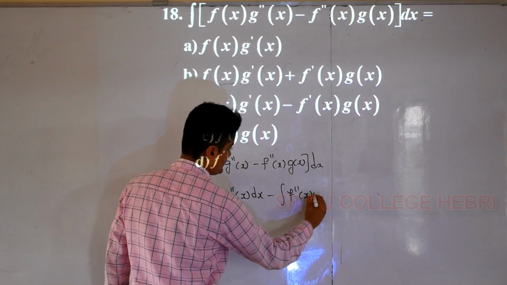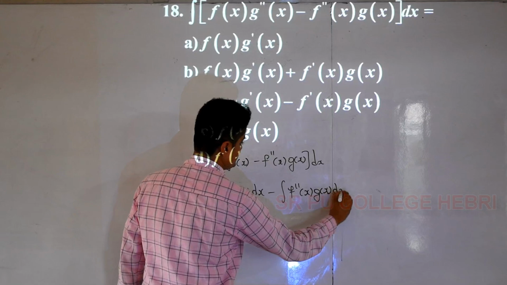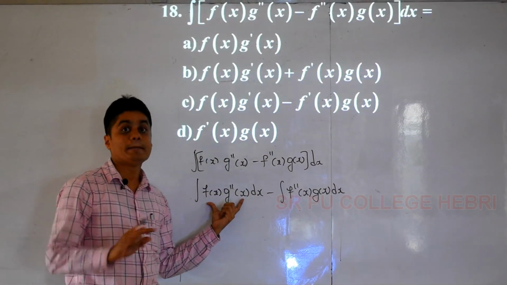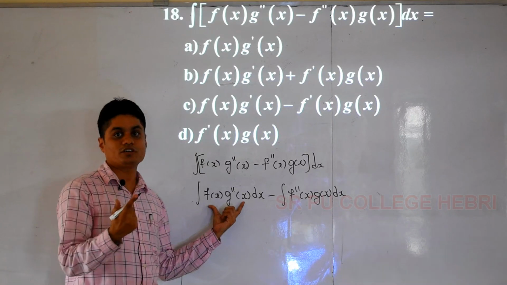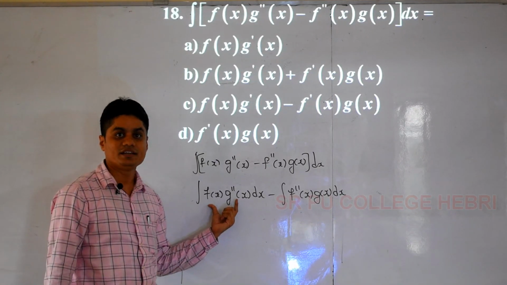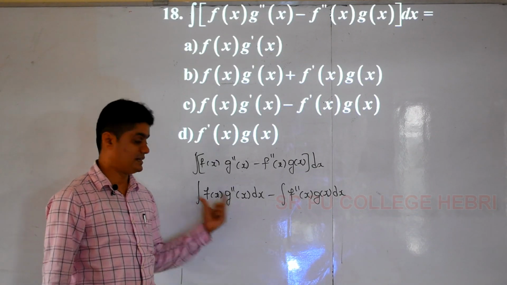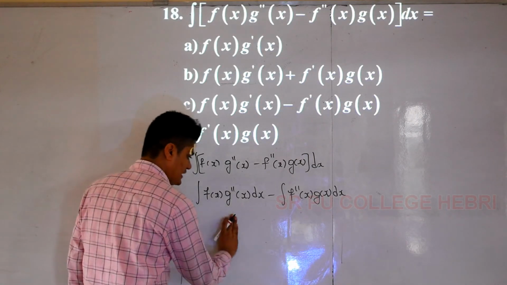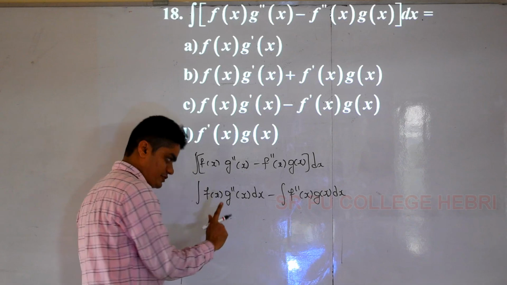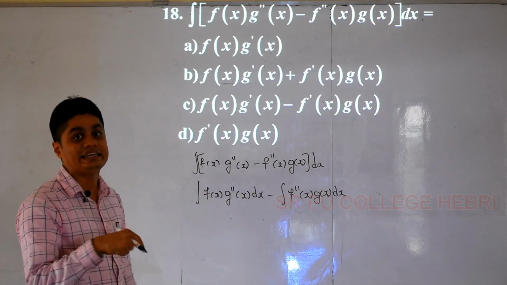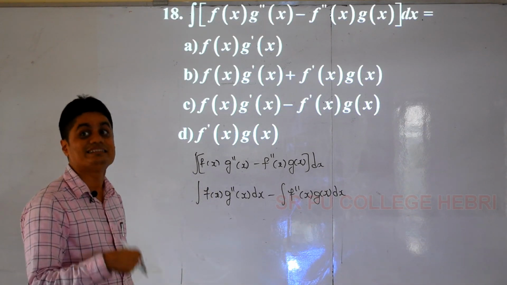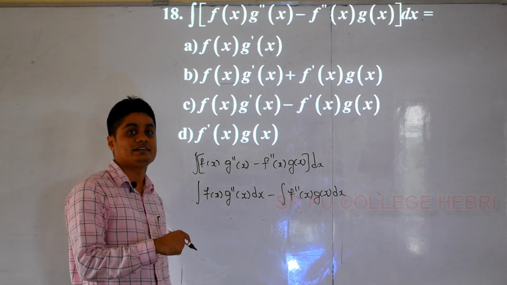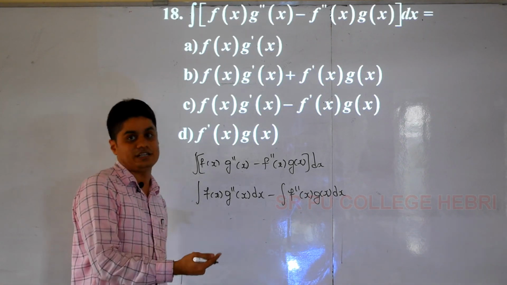Okay, can you tell me how to integrate this? Any idea? What do we have here? We have a product of two functions. How do you integrate a product of two functions? Integration by parts. Yes, I hope you remember integration by parts. Very good. You have to select as the second function one which you can integrate easily, and as the first function one which you can differentiate easily.